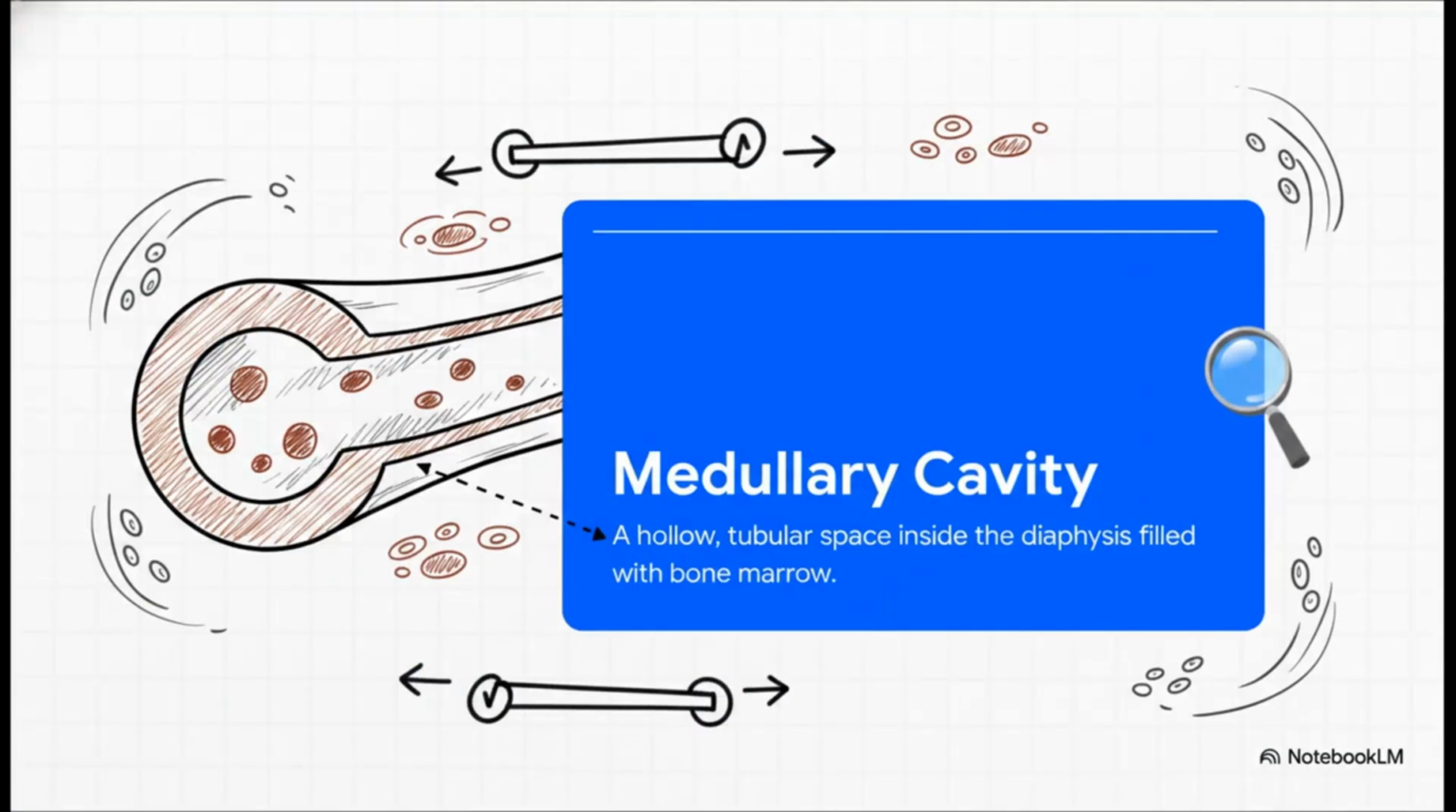What's really fascinating here is that if you were to cut a cross-section right through the center of the diaphysis, you wouldn't just find solid bone all the way through. No way. Instead, you'd find the medullary cavity. This is a hidden, hollow, tubular space running straight down the inside of the shaft. It basically serves as the central storage vault of our biological lever, and it is completely filled with bone marrow.